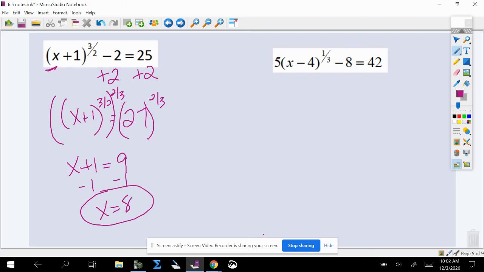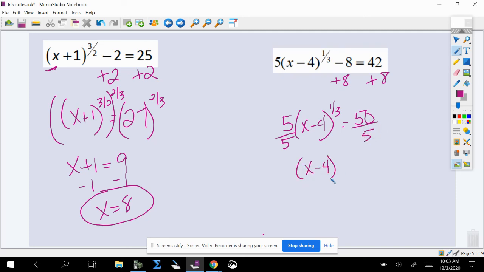Last question for this video, we are going to isolate by adding 8. So we'll add 8 to both sides. So 5 times x minus 4 to the 1/3 power equals 50. Divide both sides by 5. That will isolate the part that has the fraction exponent. So x minus 4 to the 1/3 equals 10.